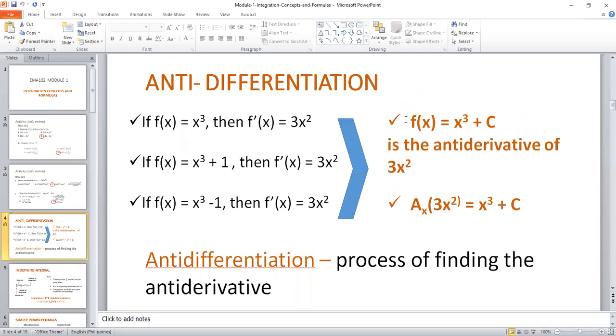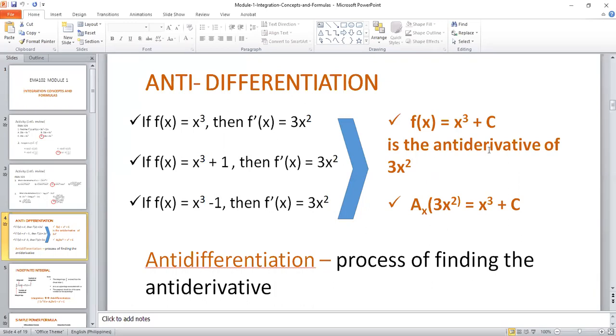I hope you get me clearly there. The answer of differentiation, so this is 3x squared for all these different functions of x, is said to have the antiderivative, which is x cubed plus c. So meaning whatever this c is, as long as it represents a constant, when differentiated, its answer would still be 3x squared. So we say that the antiderivative of 3x squared is x cubed plus c.